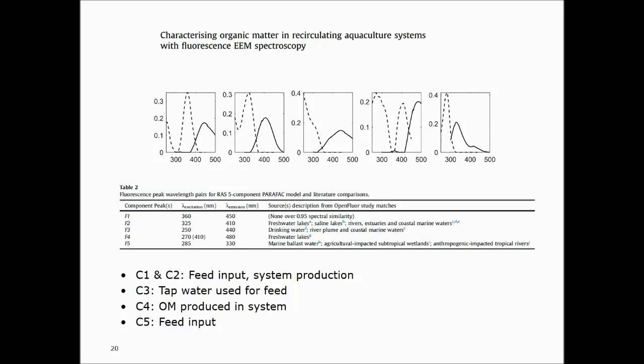On top of that, they also used these components to trace dynamics in their system that they, of course, were able to control. So they found that component 1 and 2 correlate to fish input and system production of organic matter. Component 3 was correlated to tap water used for the feed for the fish. And component 4 was indicative of organic matter produced in the system. And component 5 was then indicative of the actual feed input used to feed the fish. So this already demonstrates how you can build on top of previous knowledge that is contained in the OpenFluor database to make use in aquaculture systems.